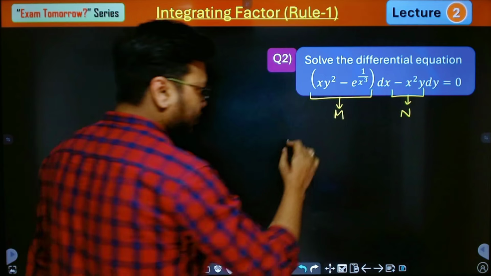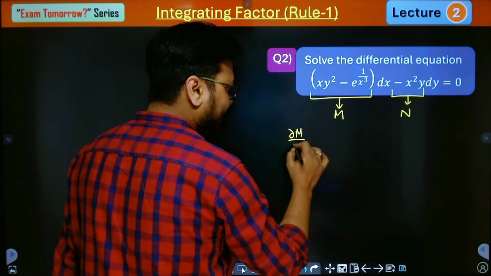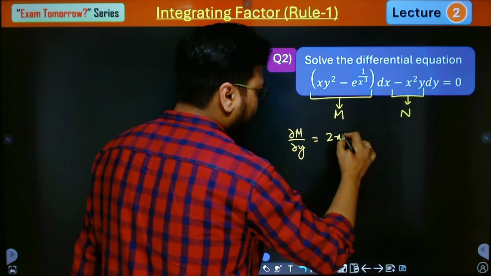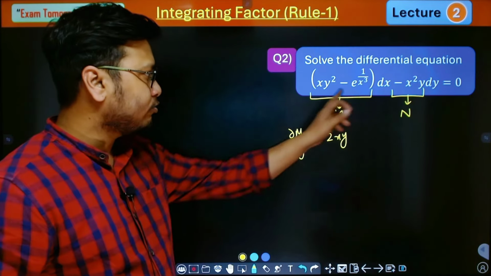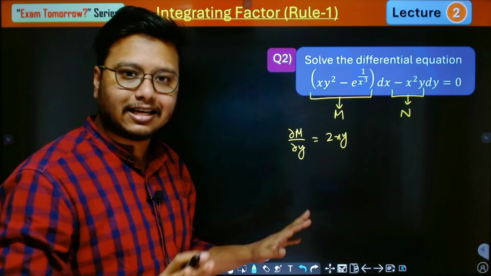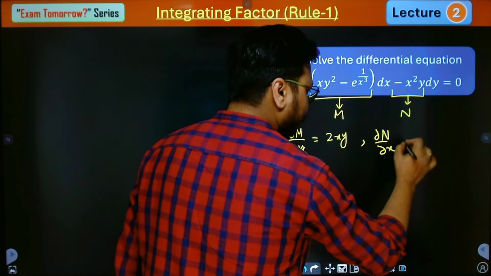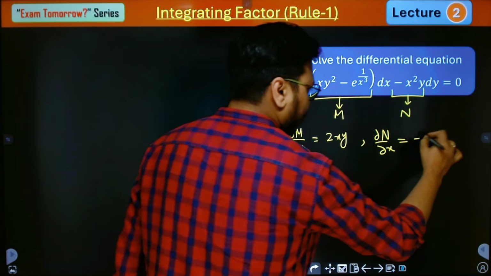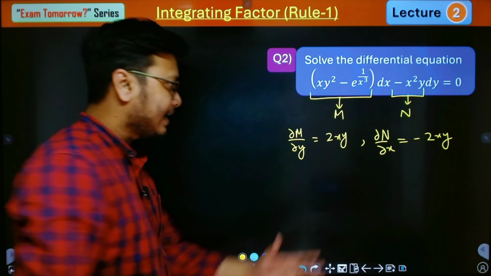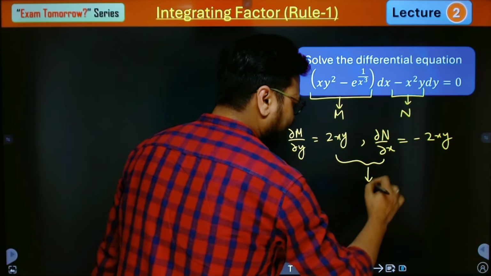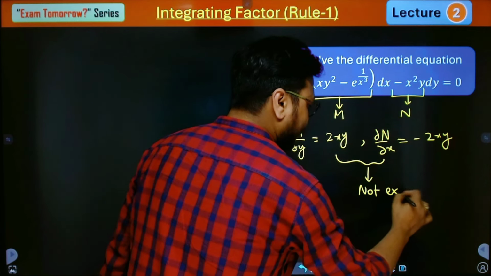So let's do the derivative directly. So del M del y, that's going to be 2xy, the partial derivative of e to the power 1 by x cube with respect to y, that's 0, right? And del N del x, that's going to be minus 2xy. We can see that both are not equal, right? So hence we can say that it is not exact.